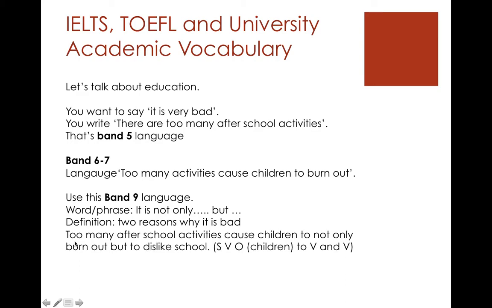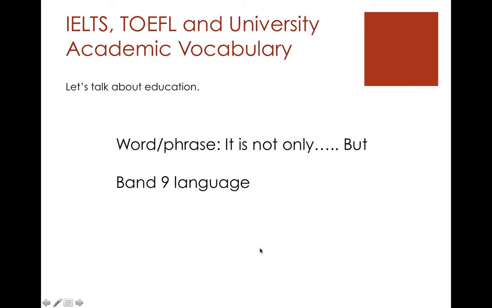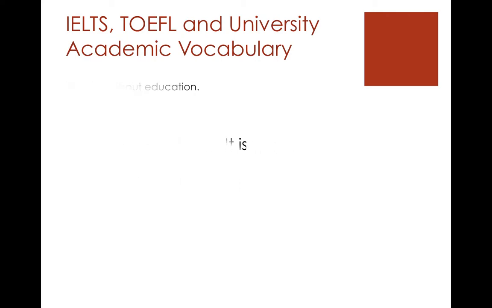So, too many after-school activities cause children to not only burn out, but to dislike school. So you have a subject, verb, object, which is the children, to verb and verb. Okay, there's a cause for them to do 2 things. So the phrase is it's not only something, but something.